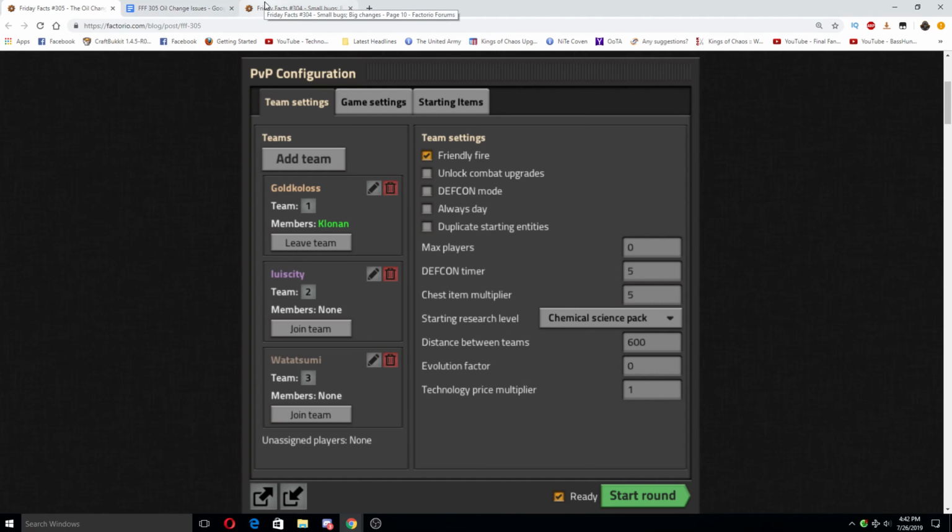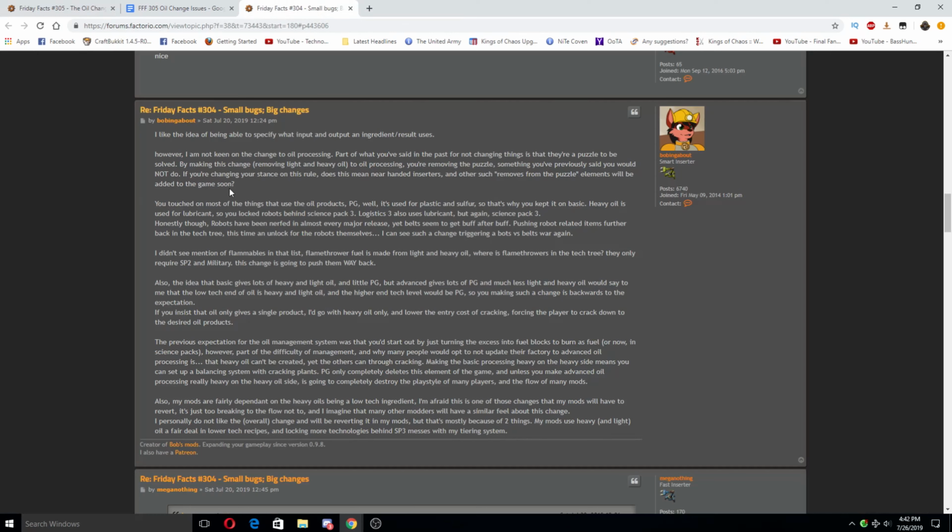Yeah, one of the last thoughts, I want to read a snippet of Bobbing About's post. He says, however, I'm not keen on the change to oil processing. Part of what you, Woob, have said in the past for not changing things is that they're a puzzle to be solved. By making this change, removing light and heavy oil from oil processing, you're removing the puzzle, something you've previously said you would not do. If you're changing your stance on this rule, does this mean that near-handed inserters and other such puzzle-removing elements will be added to the game soon?